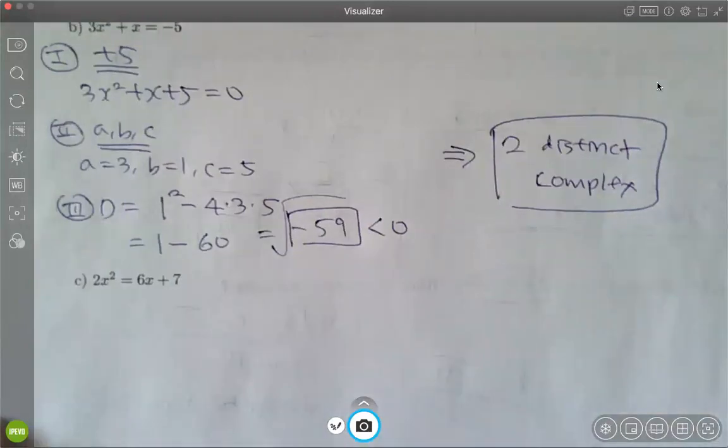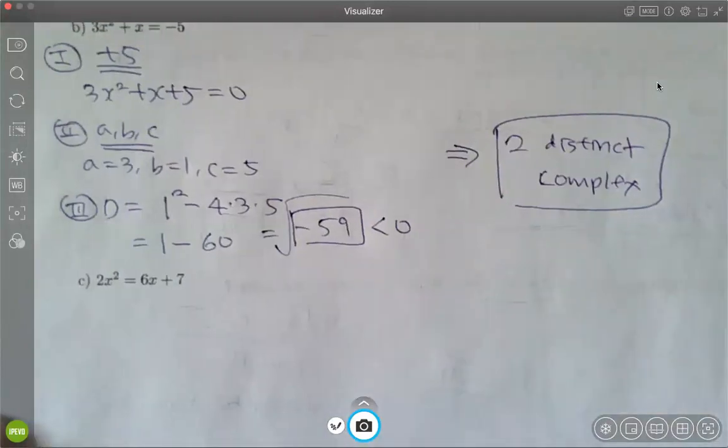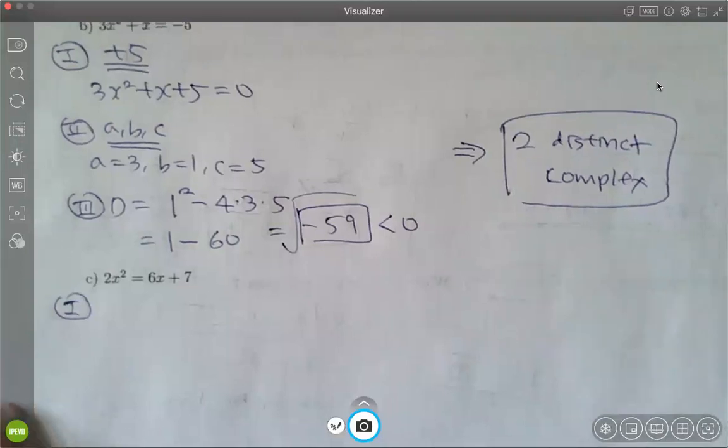And now, part C, 2x squared is 6x plus 7. Okay, so now here, what is your A? 2. Okay, what is your B? Negative 6. Negative 6. Do you see why?